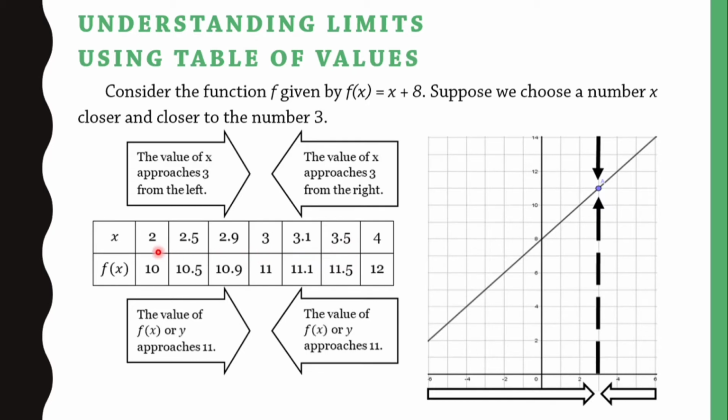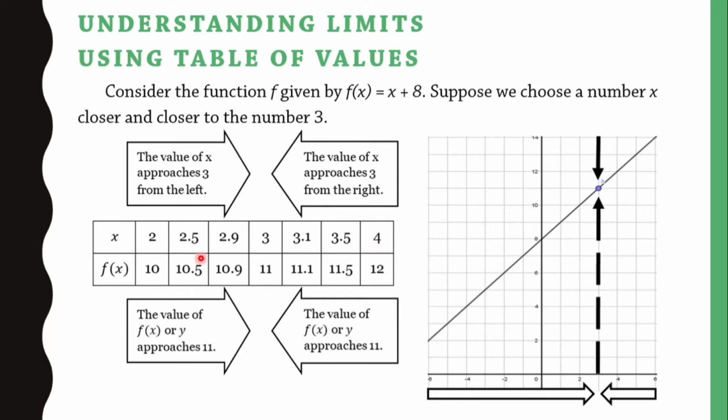Now, if we choose numbers from the left of 3, from the left side, meaning before 3, for example, we have 2, 2.5, 2.9, 2.999, and so on. Now, we also have numbers from the right of 3, meaning these are numbers after 3. So we have 3.1, 3.5, 4, or we could also have other numbers from the right of 3.